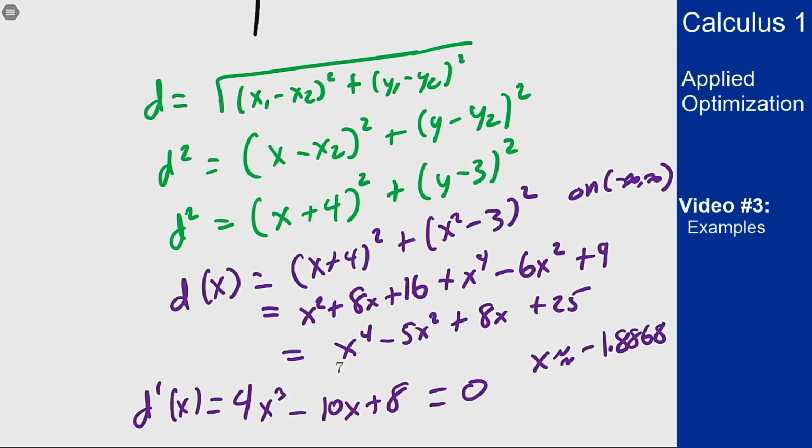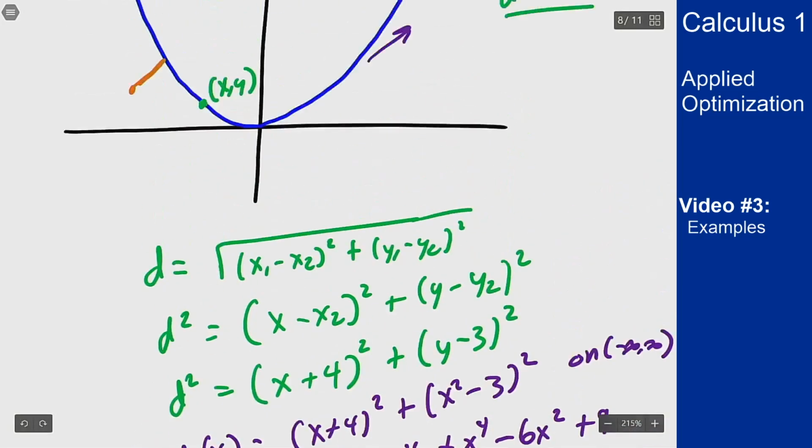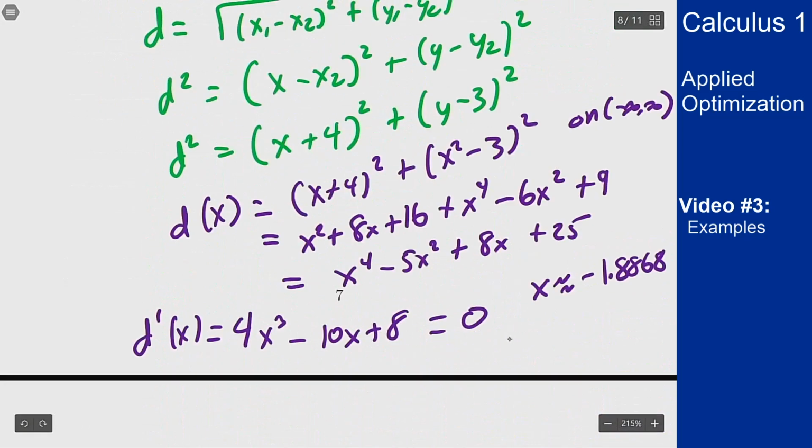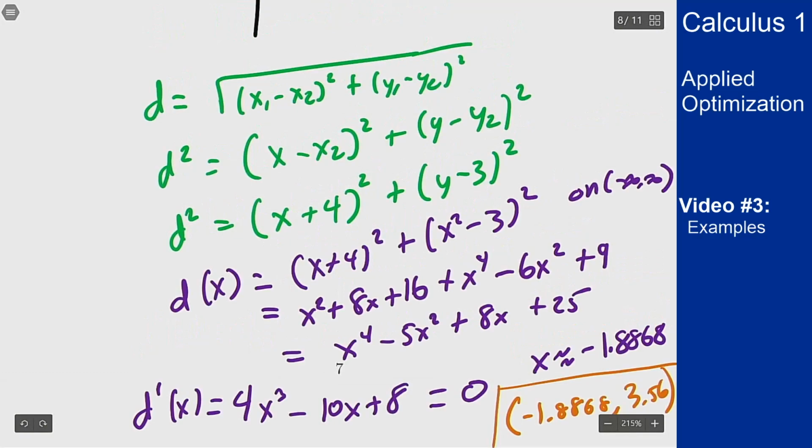And so my answer, which is the point (x, y) that's closest, is at minus 1.8868, and then that number squared, which is about 3.56. Let's say we would solve that example using distance.